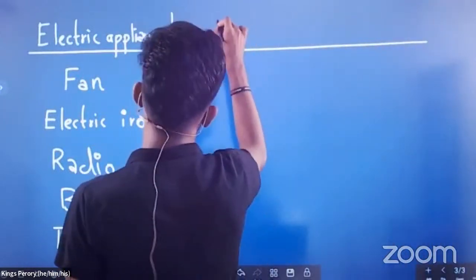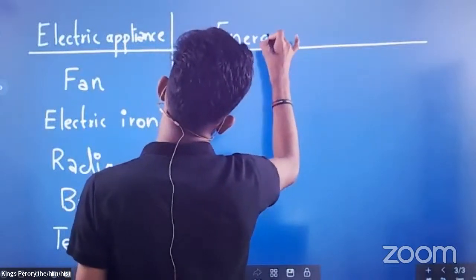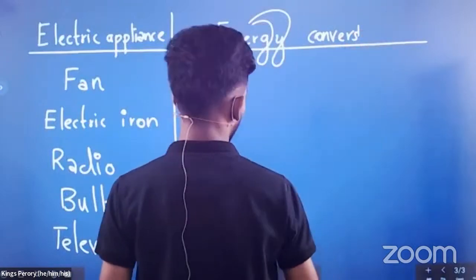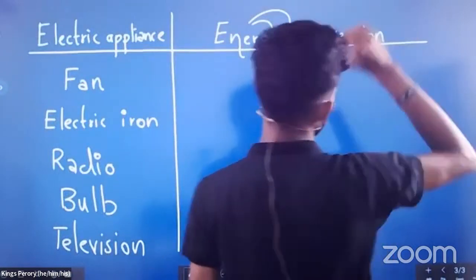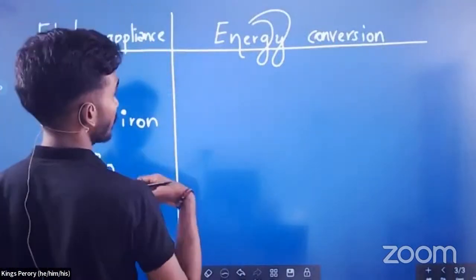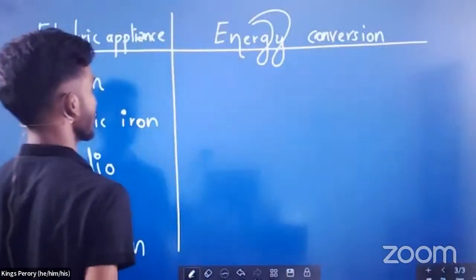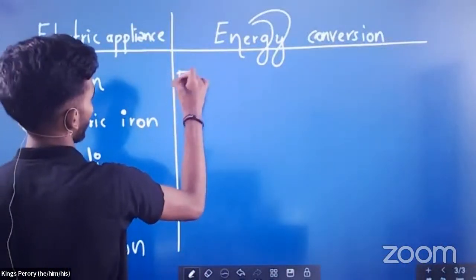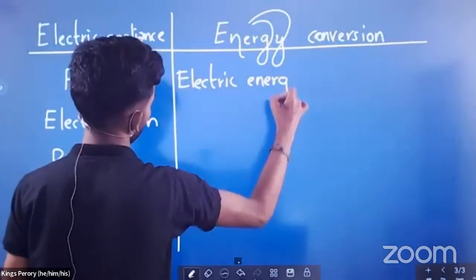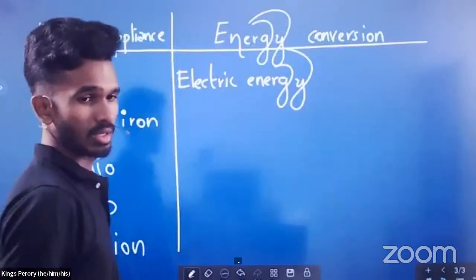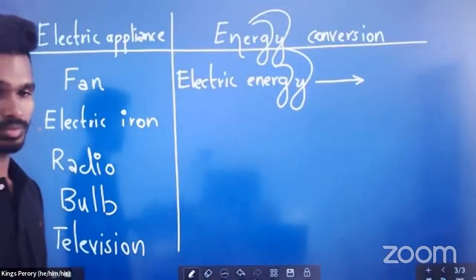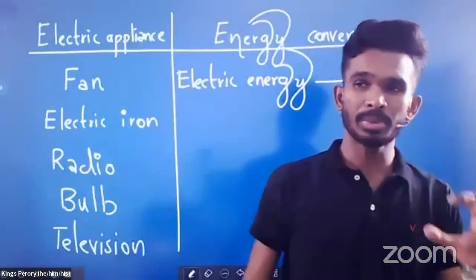What is the energy conversion taking place in these electric appliances? Tell me, for a fan, what do we give as the input energy? Electric energy. Now this is grade 6 work, energy conversion. That is converted to what energy in a fan? Kinetic energy. Some people will say wind energy.